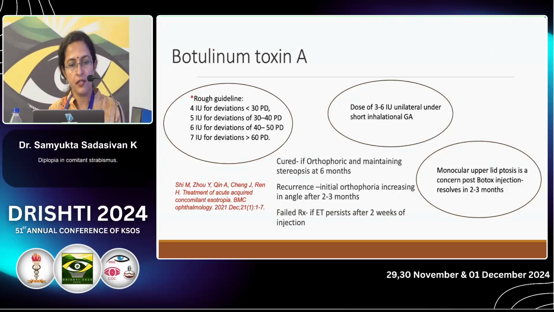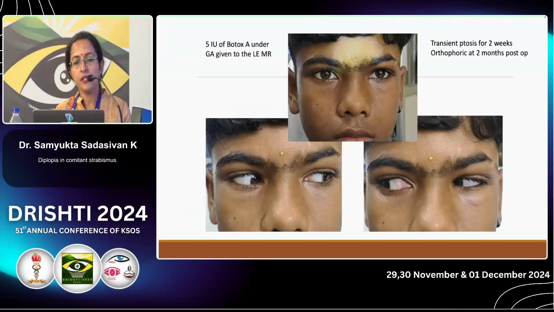You can give a range of 4 to 7 international units for deviations ranging from 30 to 60 prism diopters. Monocular upper lid ptosis is a concern, but it is something which resolves on its own. So this child was given 5 international units of Botox A under GA to his left medial rectus.